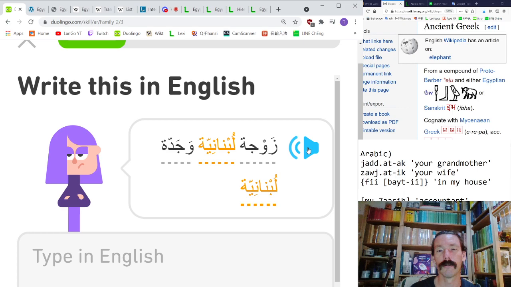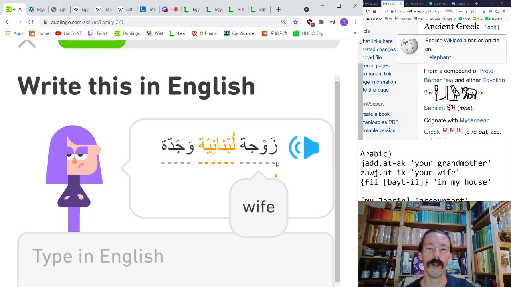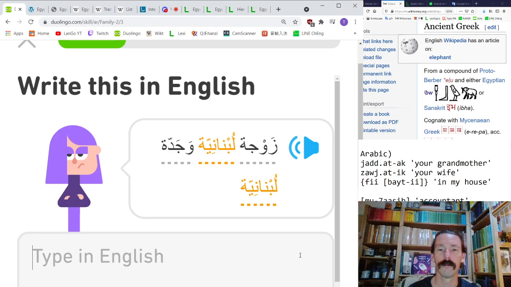Okay, let me just read it to you. Zawja lubnaniyya wa jidda lubnaniyya. So it has lubnaniyya twice. That's right. Same word, same form, even. Yeah. Oh, look at the different H forms there. In zawja and lubnaniyya, it's continuing off the preceding letter, but after jidda, because the D is an ender, we get the absolute H shape. See that? Yeah, I do. Okay. Good.